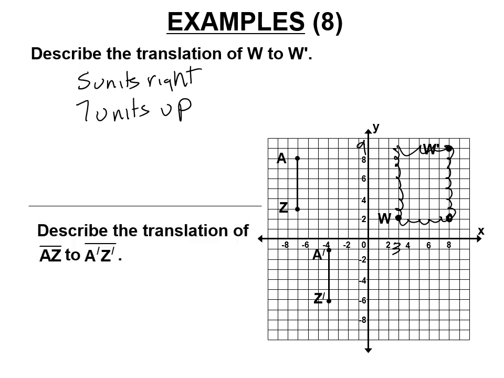All right, so describe that translation and be able to say all this vocabulary out loud. I know it's awkward because you're alone, but you should be able to read that. That's line segment AZ to line segment A prime Z prime. So we went 1, 2, 3 units right.